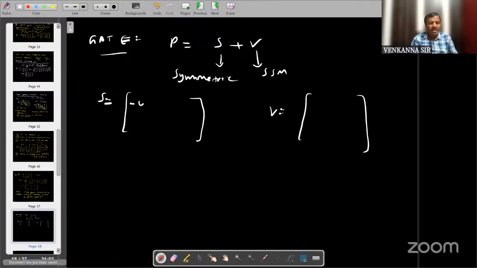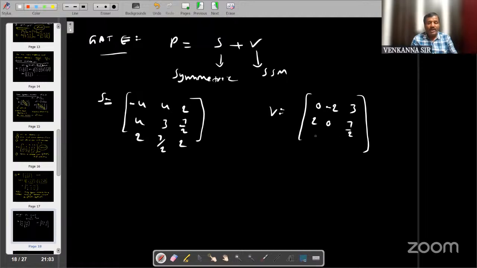S is given: minus 4, 4, 2, 4, 3, 7 by 2, 4, 3, 7 by 2, 2, 7 by 2, 2, and matrix V is given: 0, minus 2, and 3, 2, 0, 7 by 2, minus 3, minus 7 by 2, 0. So these two matrices are given and it is asking what is the matrix P.